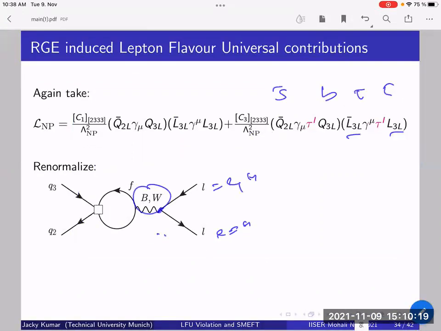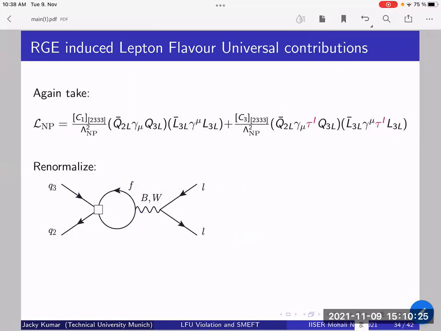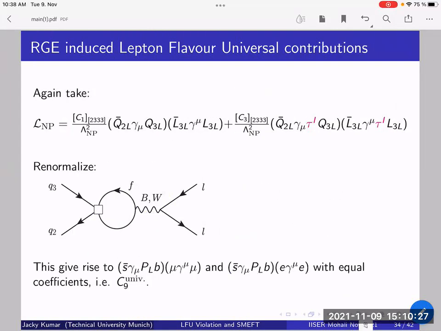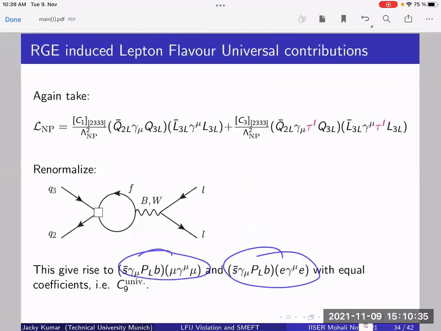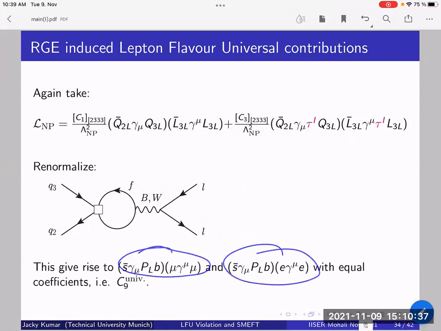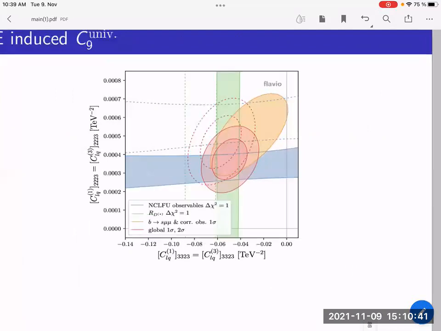So in this way, from the 2-3 operator, if you calculate this diagram, you get a universal contribution to these two operators. So at one loop level, this is a way to get this contribution. Yeah, this is just a fit.